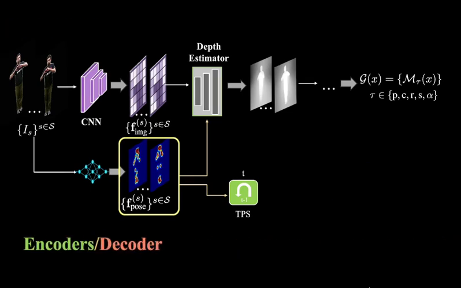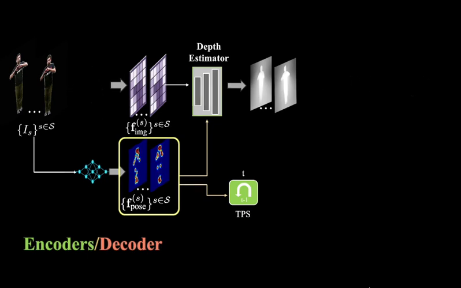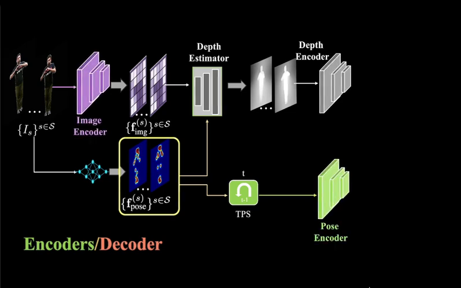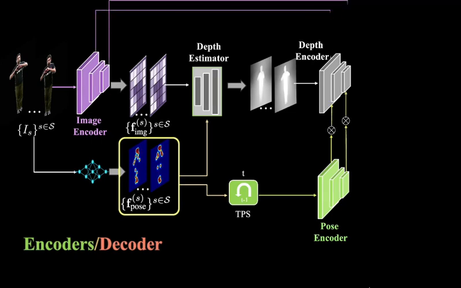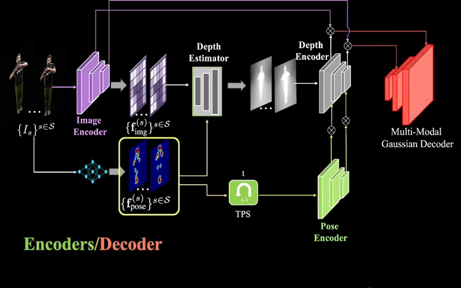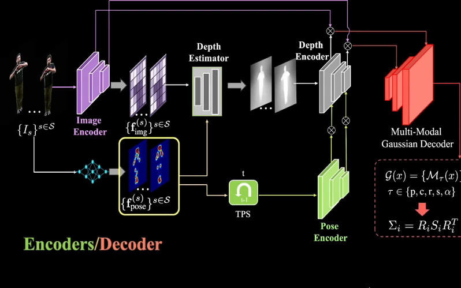Encoders and decoder. The original CNN block is replaced with 3 modality-specific encoders for image, pose, and depth map inputs. Each encoder extracts features from its respective modality. These intermediate features are fused and passed as skip connections to a multimodal Gaussian decoder, similar to the residual pathways in a U-net architecture. The decoder then produces the final Gaussian parameters for 3D rendering.